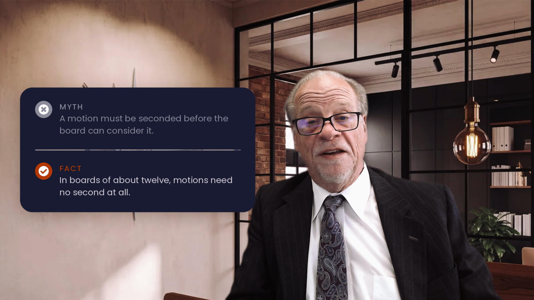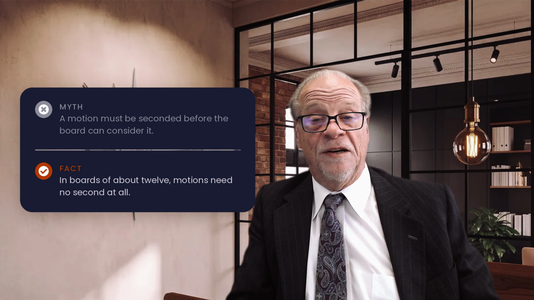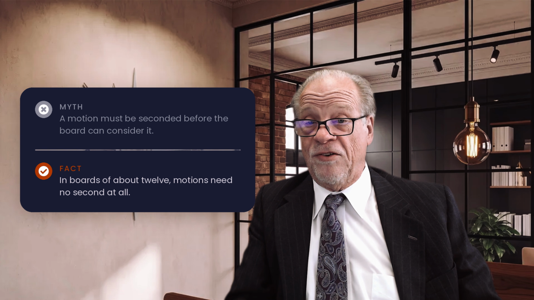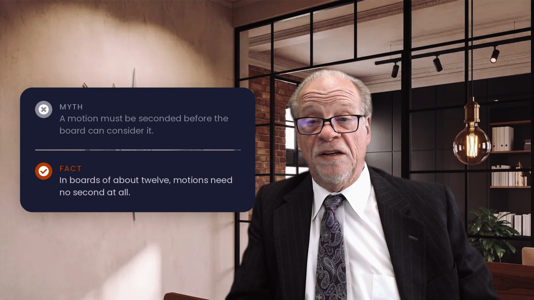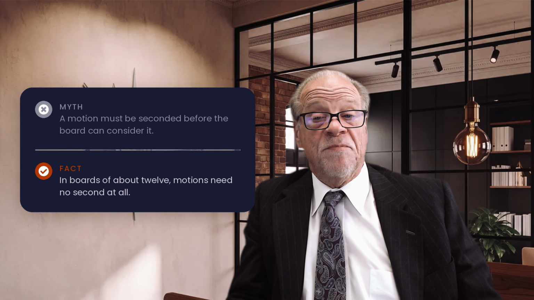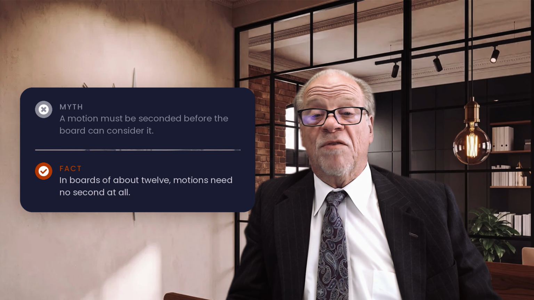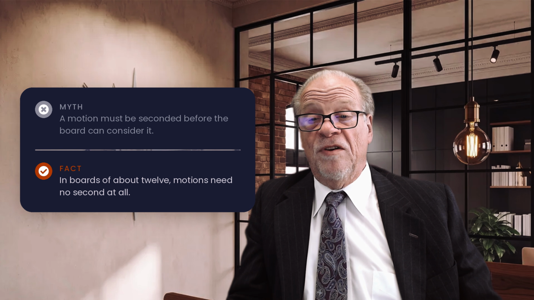And of course, we've got to start with that most relevant question of all. How do you handle seconds to motions? The big haunting question in operation of a board. When do you need a second to a motion? The answer to that very simply is never. That's expressly stated in Robert's Rules of Order, Newly Revised, latest edition, at Rule 49.21.2. That rule states very, very clearly that in boards of no more than approximately 12, motions need not be seconded.